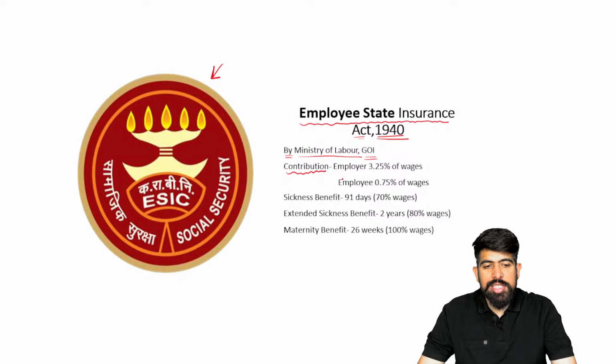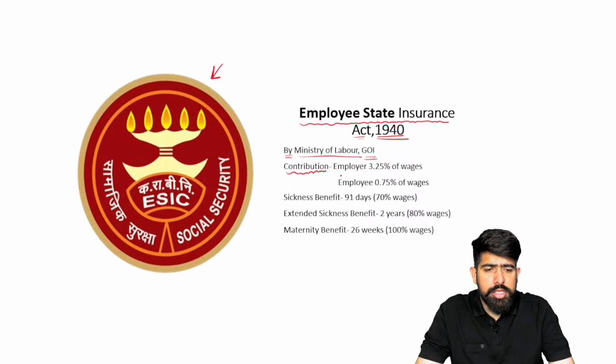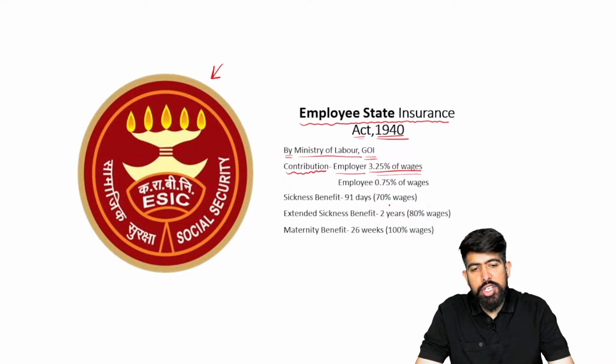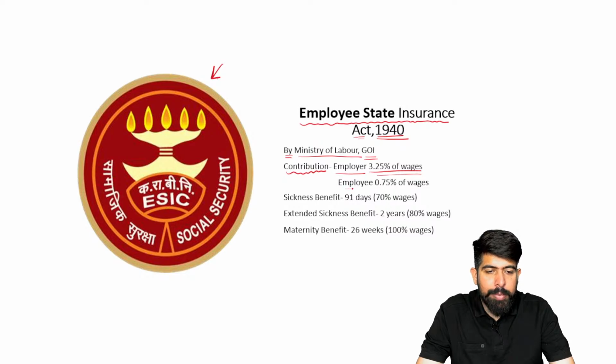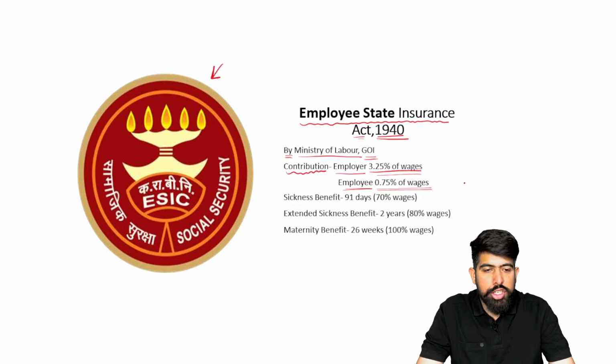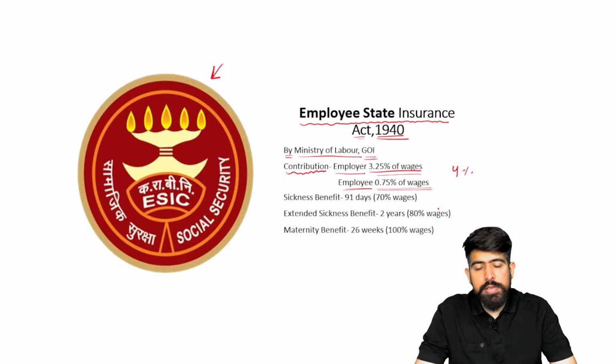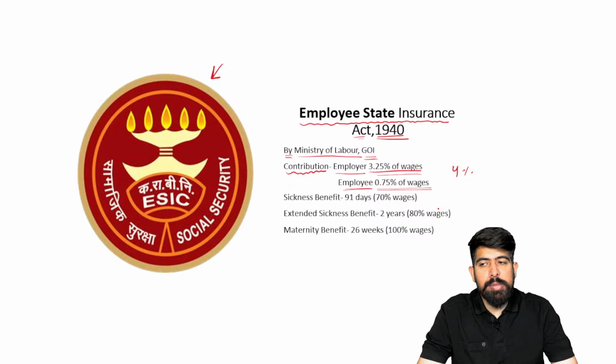If we're talking about the contribution, this is very important. They may ask you a question about the contribution. The employer should give 3.25 percent of the wages, and the employee should give 0.75 percent. So in total, it should be 4% of the wages. Out of this 4%, how is it divided? 3.25% should be paid by the employer, by the company, and 0.75% should be paid by your employee.